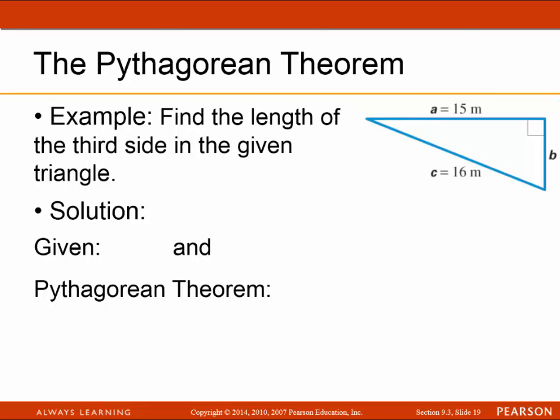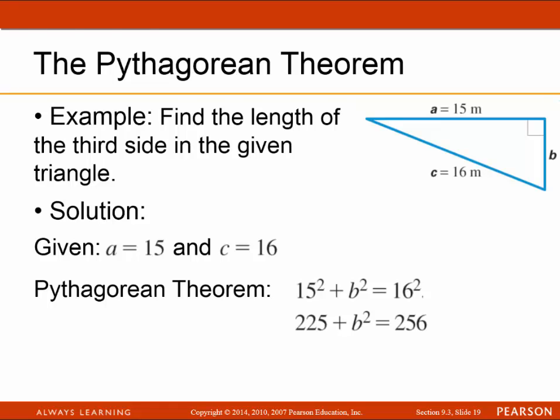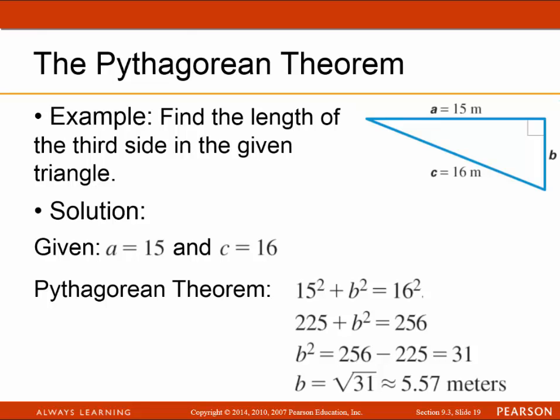Here's another example. Here we're given that A is 15, C is 16. So in this one, we're given the hypotenuse, we're just missing one of the legs. So 15 squared plus B squared equals 16 squared, and that's just the theorem that we have. So we're going to go ahead and solve for B. So 15 squared is 225, 16 squared is 256. And then B squared equals 31, and then we get the square root of both sides. So B is approximately 5.57 meters.